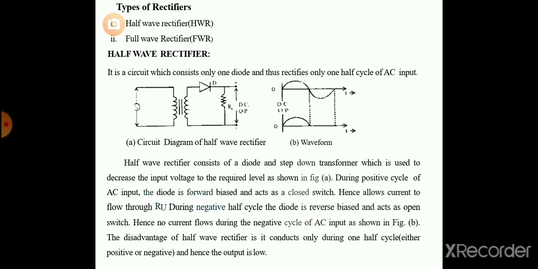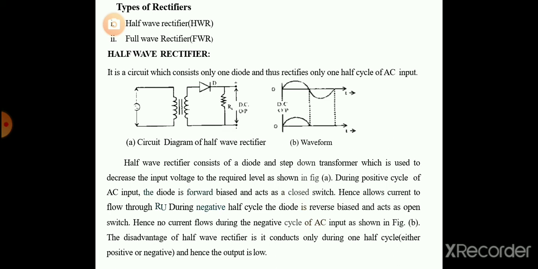A half wave rectifier consists of a diode and a step down transformer. Here we use a step down transformer, which is used to decrease the input voltage to the required level as shown in figure A. During the positive cycle of input AC, the diode is forward biased and acts as a closed switch. That is the secondary, and we connect one diode for the positive half cycle.